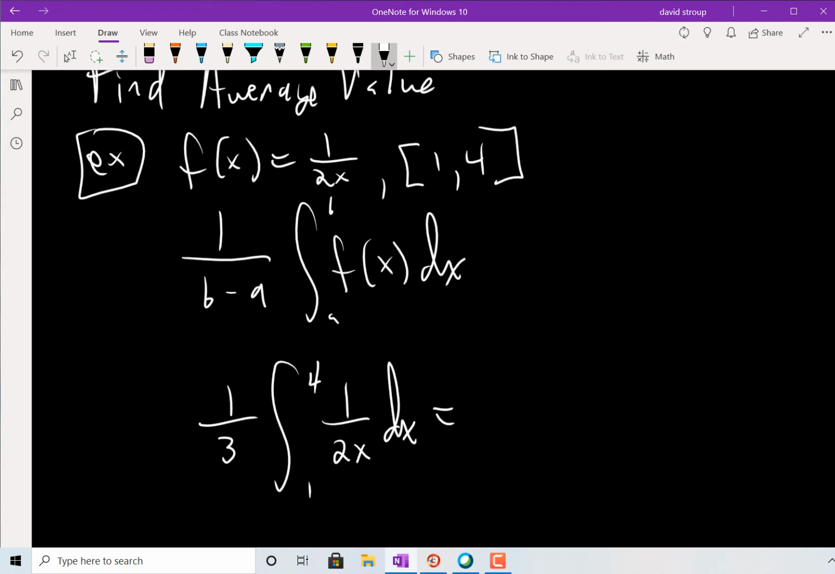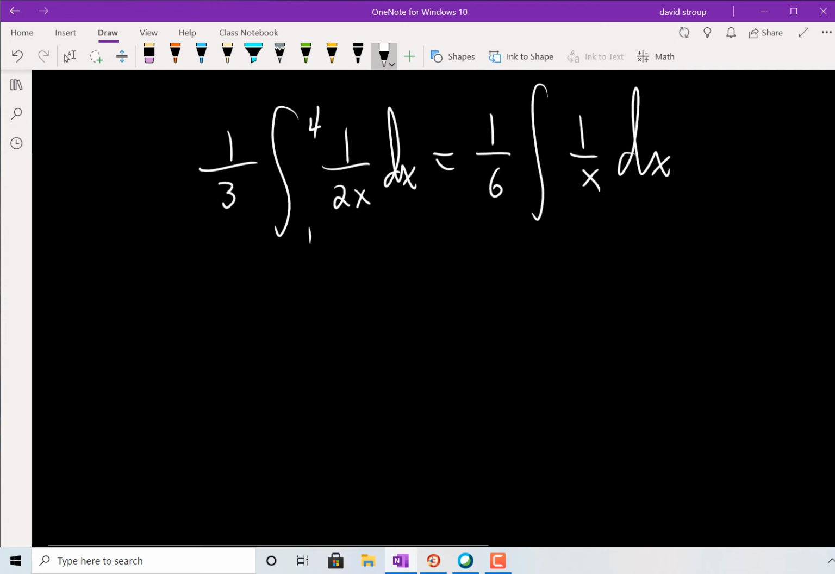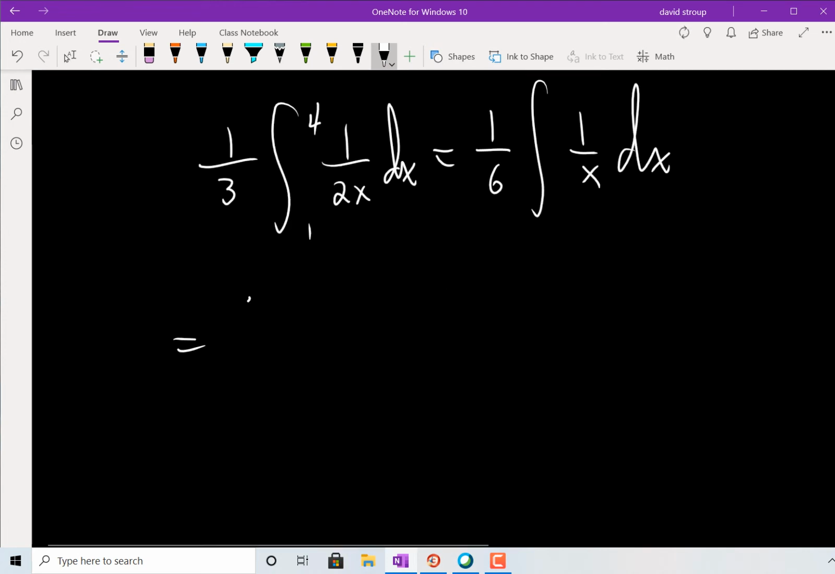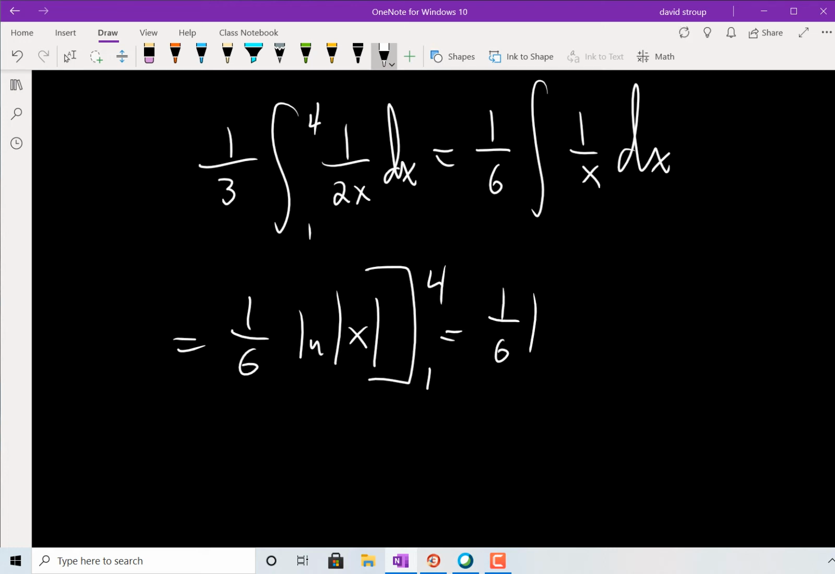Okay. So first I'm going to factor out 1/2. It'll give me 1/6 times the integral of 1 over x dx. And then you can find the antiderivative, 1/6 times ln absolute value of x, evaluated from 1 to 4. And then you'll have 1/6 ln 4 minus 1/6 ln of 1. Of course, ln of 1 is 0, so you end up with ln 4 over 6 as your average value.